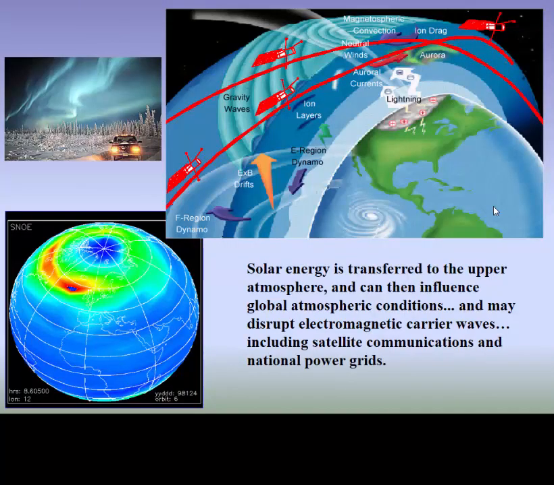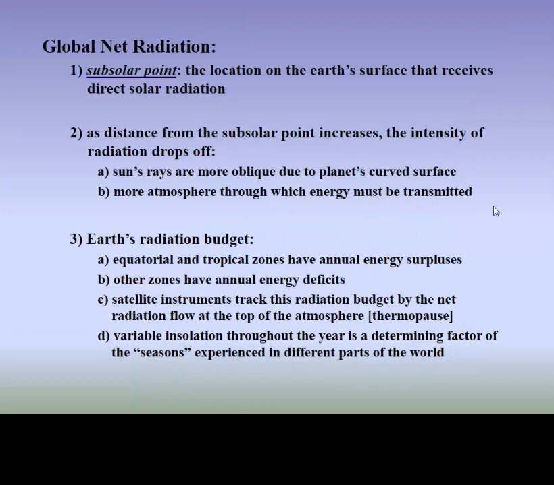Solar energy is typically transferred to the upper atmosphere and can influence global atmospheric conditions, disrupt EM carrier waves, satellite communications, power grids, or whatnot. Our subsolar point is the location on the Earth's surface that receives direct solar radiation. The Earth is tilted at a 23.5 degree angle, so the sun will never be directly overhead in Virginia. It oscillates between 23.5 degrees north latitude and 23.5 degrees south latitude, so your Tropic of Cancer and your Tropic of Capricorn. That's where they get the direct solar radiation.